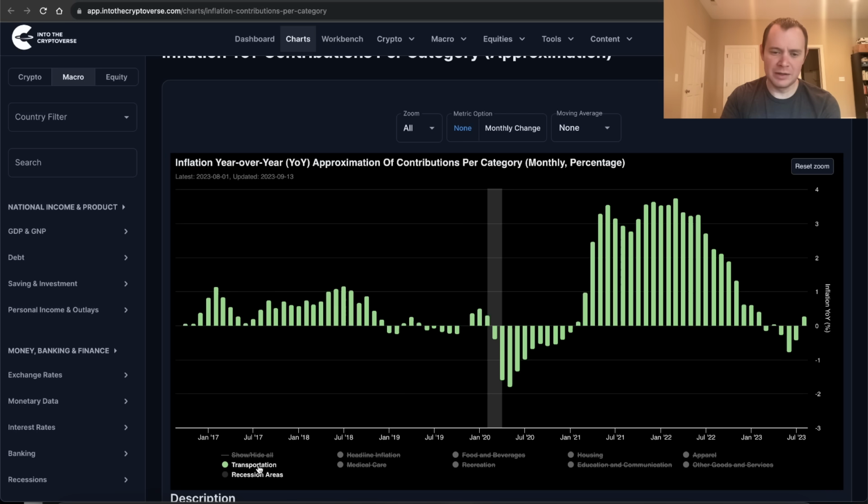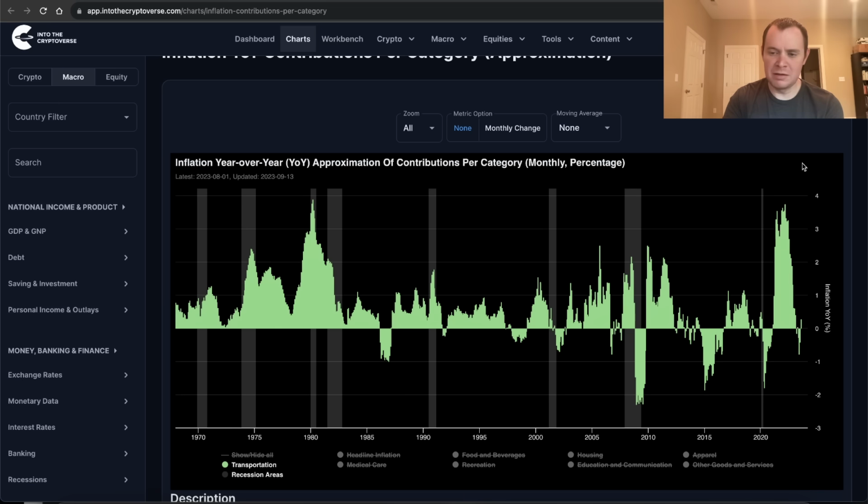If we were to continue, we could look at transportation. Now, the transportation sector has actually been deflationary for several months. You can see, not including this current month, but for the last 5 months, transportation was actually deflationary in March, in May, in June, and July. This month, it is actually back to being inflationary, although a relatively small amount, nothing to be concerned about at this point.